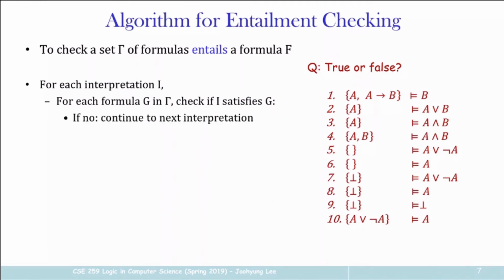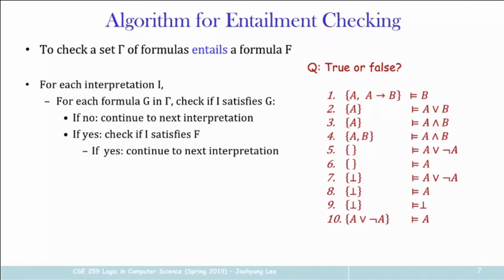Now, there are some cases where the I that you started with does not satisfy all of the formulas on the left-hand side. Then you don't need to check the formula on the right-hand side. So you just continue to the next interpretation. However, if you find this I satisfies all formulas in gamma, then you have to check whether I satisfies F. Now, there are actually two outcomes. When you check the formula on the right-hand side, if it is yes, that doesn't actually tell much, because it simply means that we didn't find a counterexample for the non-entailment. So you just continue to the next interpretation.